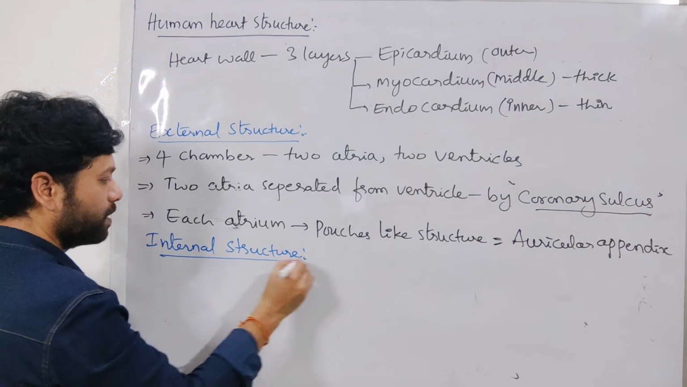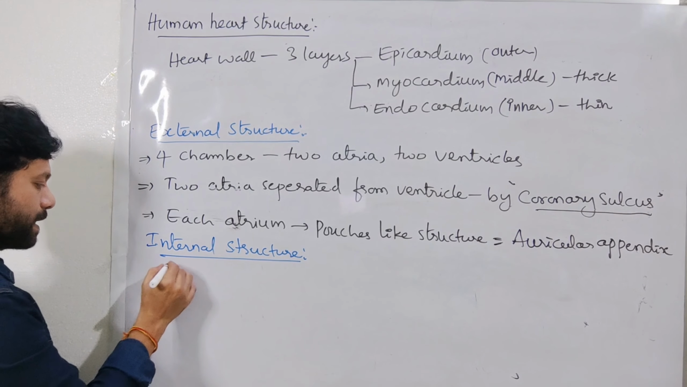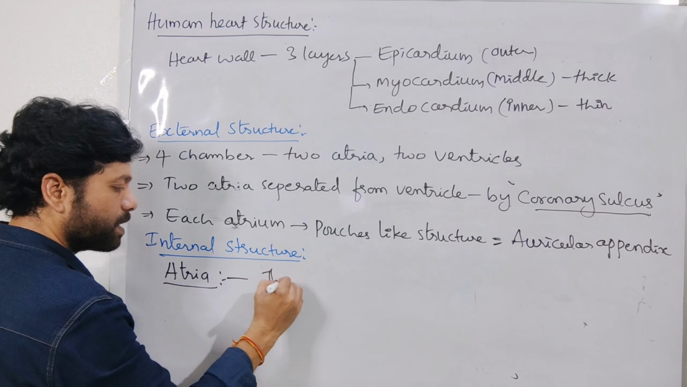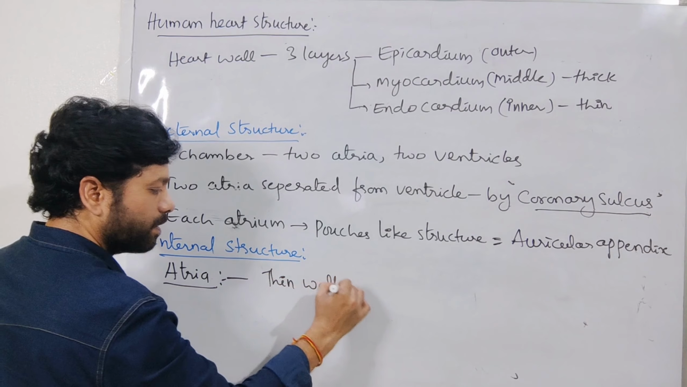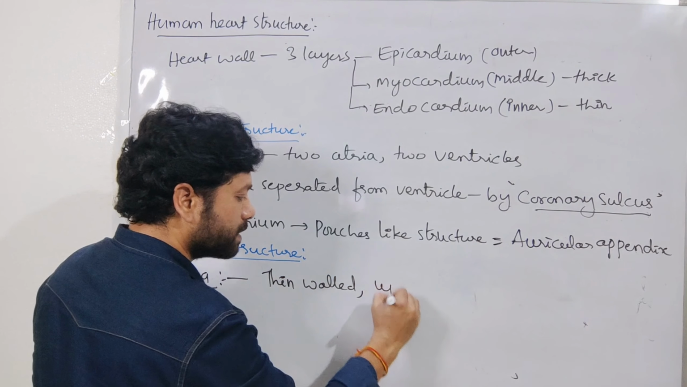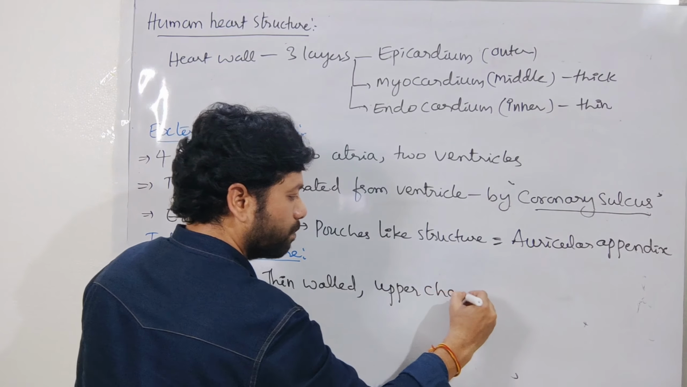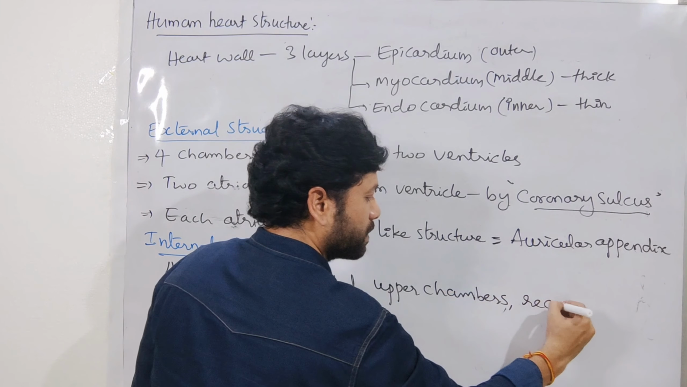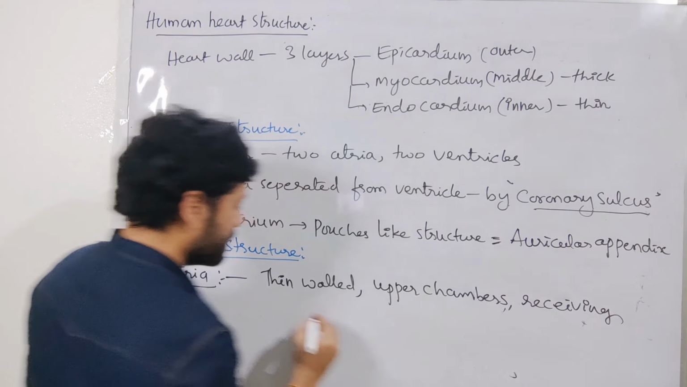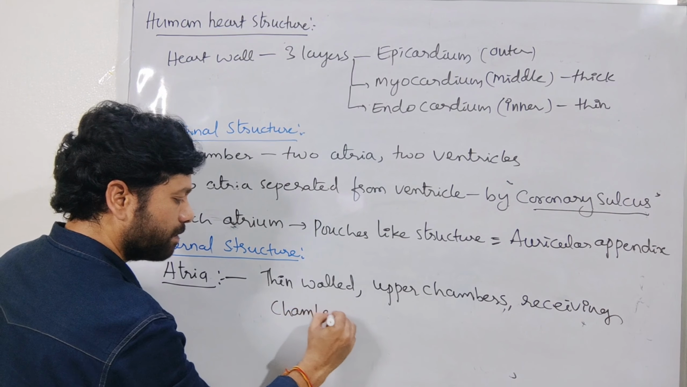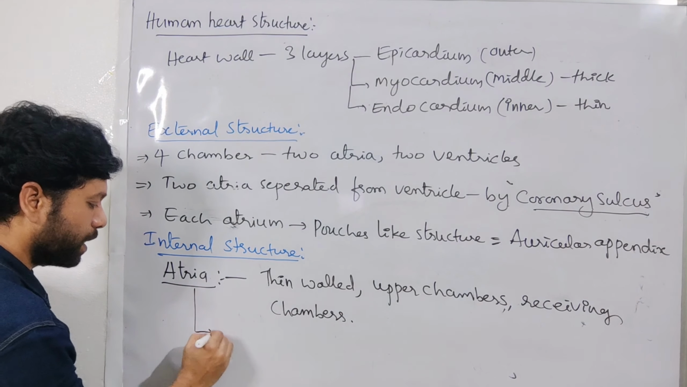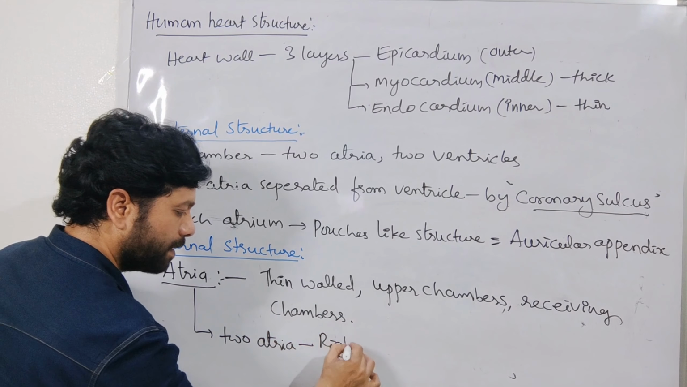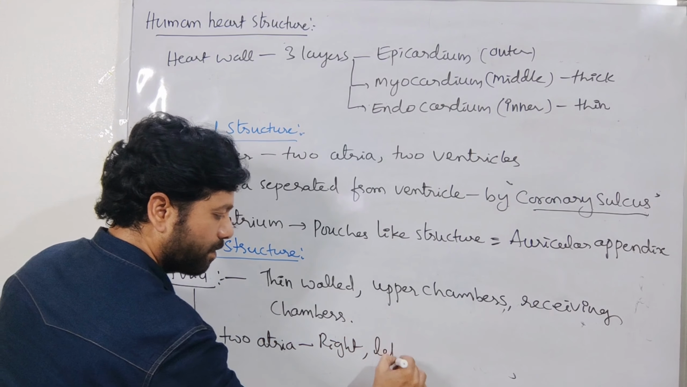So here, the two atria. Let us discuss the atria. Atria, so it is a what? Thin chambers. So the walls are thin-walled, and they are the upper chambers and also the receiving chambers. What here? Receiving chambers. Receiving the blood. So atria are how many? Two. So two atria, right and left.